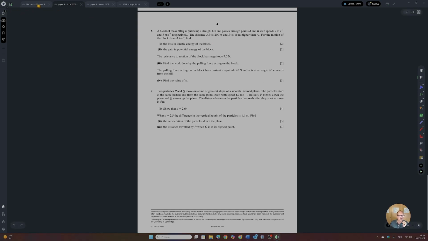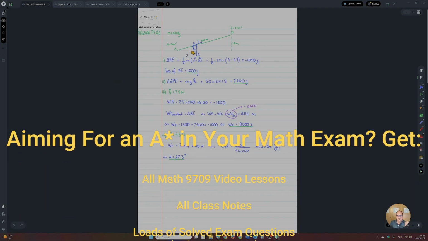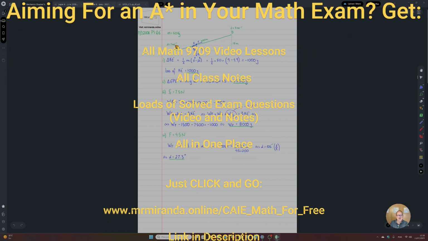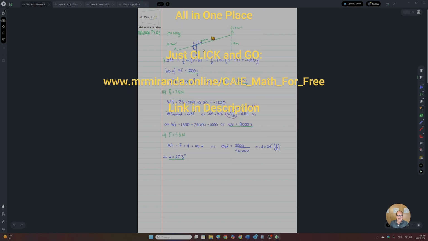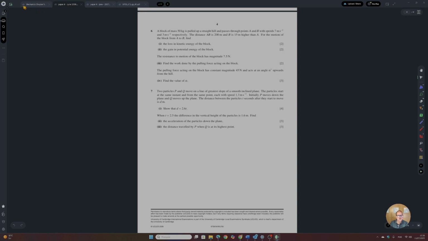Okay, so basically this is a ramp, and this is what you have, right? It's a simple diagram to represent A, B. This is the initial speed, this is the mass, this is the final speed. You know that it is 200 meters long. You know that this height is 15 meters. And you want to know first, what was it? It was the loss in kinetic energy of the block.